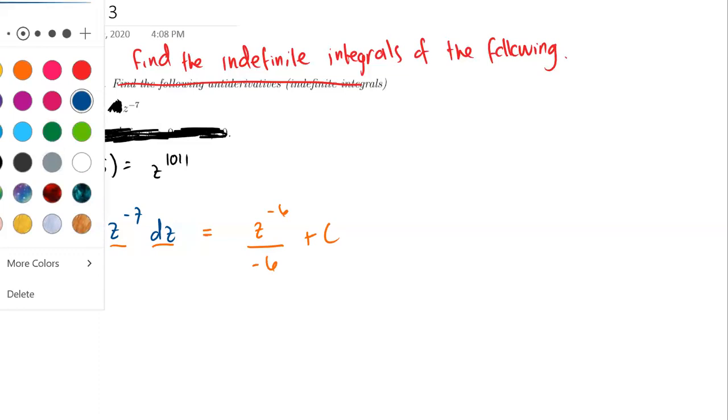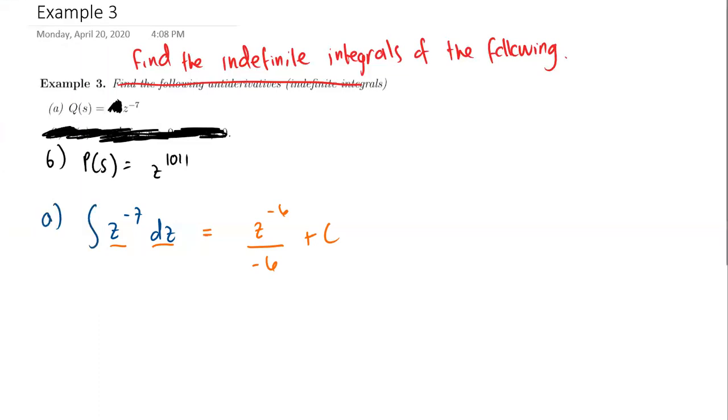Now let's do part B. Let's actually use another color. So part B, want to find the indefinite integral. So use this notation. Again, remember, for this indefinite integral, think all antiderivatives, it means the same thing. So I want to find the indefinite integral of z to the, oh, this should be s, because I'm using s as the variable. Small s.